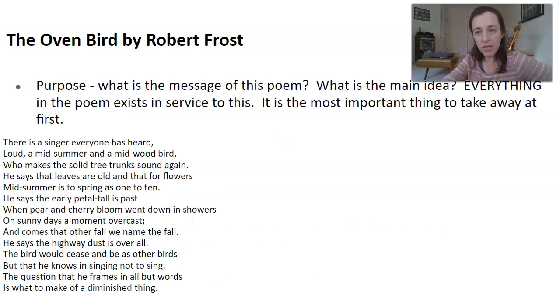Always, always, always, we're thinking purpose. What's the point of this poem? Now I'll read it. The Ovenbird by Robert Frost. An ovenbird is a type of bird. He's not talking about a turkey. It's just a cute little bird that's native to New England.